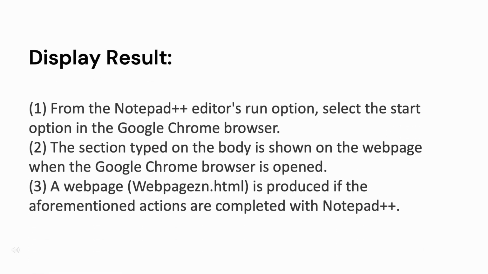Display result. 1. From the Notepad++ Editor's Run option, select the Start option in the Google Chrome browser. 2. The section typed on the body is shown on the web page when the Google Chrome browser is opened. 3. A web page, webpagezn.html, is produced if the aforementioned actions are completed with Notepad++.